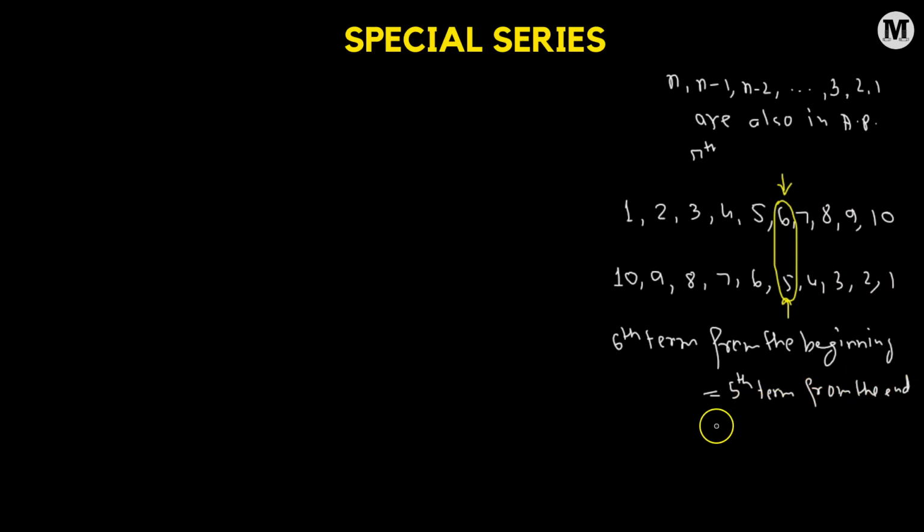So how to define the fifth term from the end? In total, we know there are 10 terms. In order to reach the fifth term, we have to subtract the terms that are previous to 5, that means 1, 2, 3, 4, 5. So there are a total of 5 terms before the fifth term. So 10 minus 5 is going to give us 5. So that is exactly the fifth term from the end. Okay, now this is what we're trying to do here.